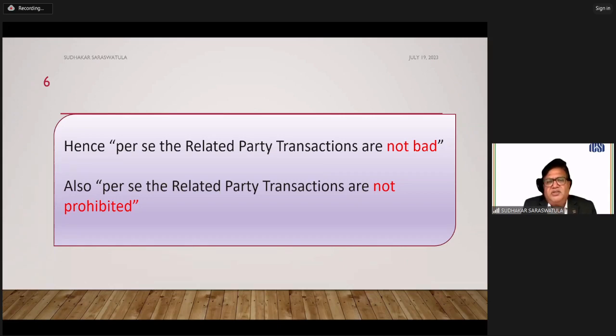For certain transactions, you require audit committee approval. For certain transactions, you require board approval. For certain transactions, you require both audit committee and board approvals. And sometimes, when the limits are triggered, you may have to go to the shareholders also. All these approvals are prior approvals. Earlier, there used to be confusion whether a prior approval or a post-fact approval could be taken at all, but to a large extent now, all these approvals are prior approvals only.